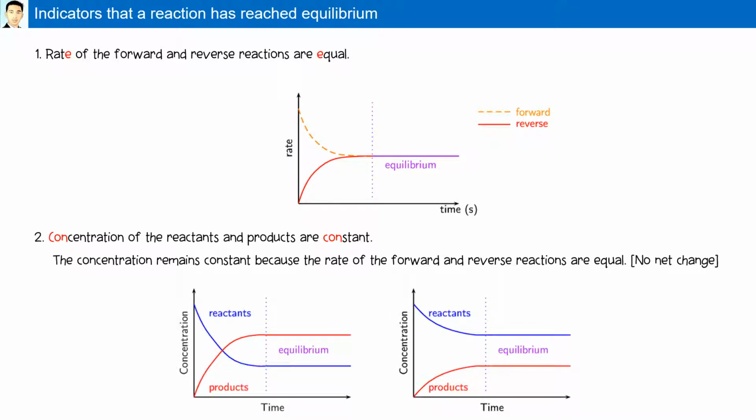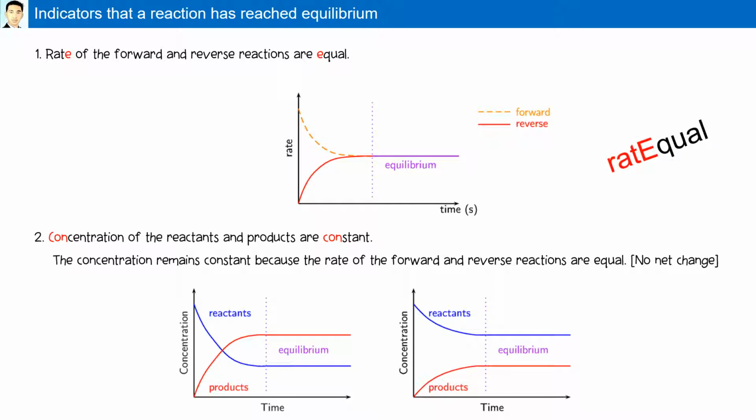In the first graph, as products increase, the reactants decrease. At a point where it becomes constant, we have achieved equilibrium. In the second graph, as products are made, reactants are being used up and decreasing, and at this point, equilibrium has been achieved.